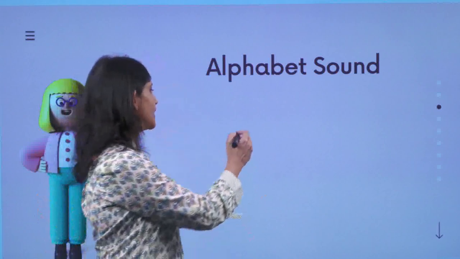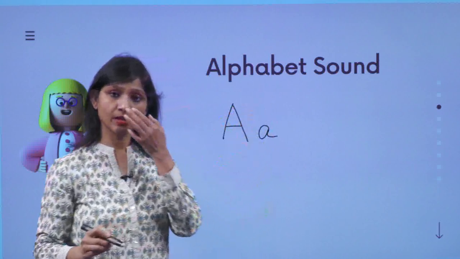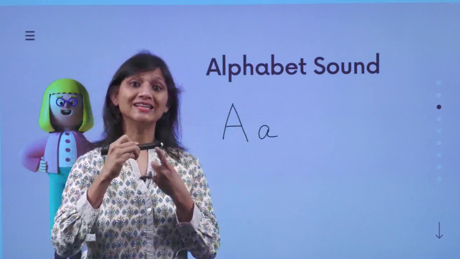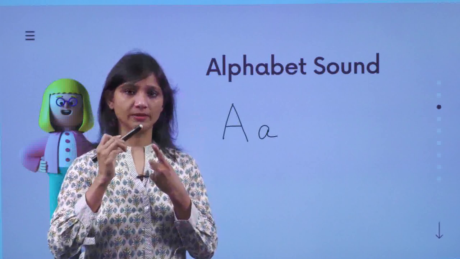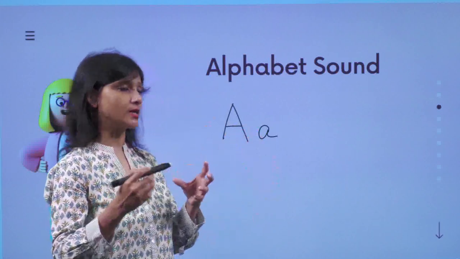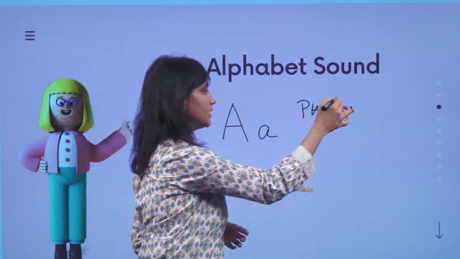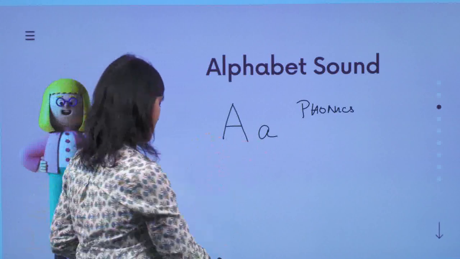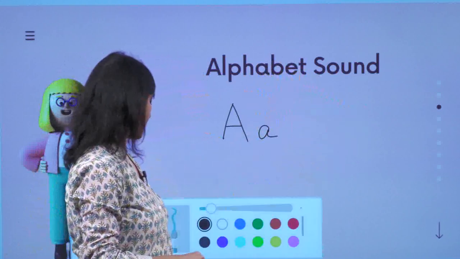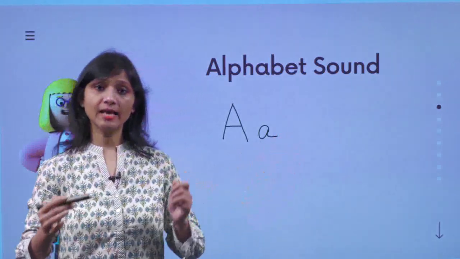Okay, very good. So let's look at the first alphabet, that is A. When I say these alphabets have two kinds of sounds, one is the letter sound, or the alphabet sound. So when I say A, that's the letter sound. They also produce another sound, which for ease we call the phonics sound. The phonic sound of A is not A. The phonic sound of A is a.